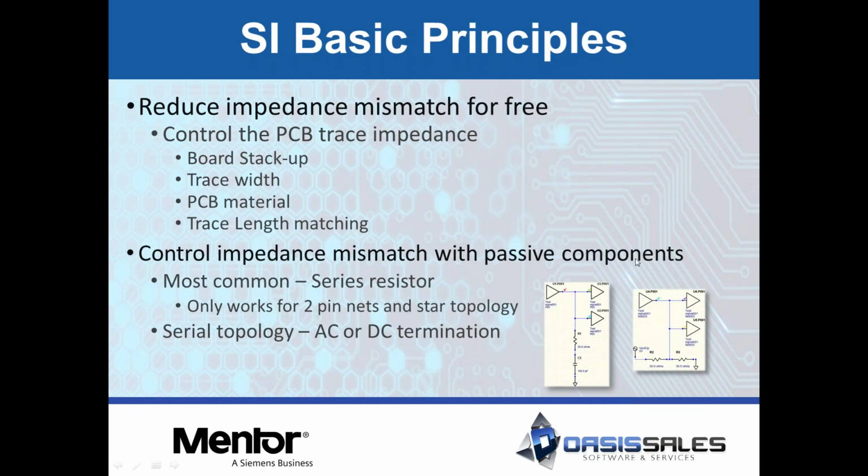Controlling impedance mismatches with passive components. This one can obviously cost a little bit of money to use this function, but it's the number one way to fix or reduce signal integrity problems on your board. The most common is a series resistor. For a single driver receiver pair, putting a series resistor in is almost a 100% fix in solving your SI problems. If you have a multi-drop net pin configuration where you have multiple receivers, you can go to an AC or DC termination, and these are those examples on the nets.